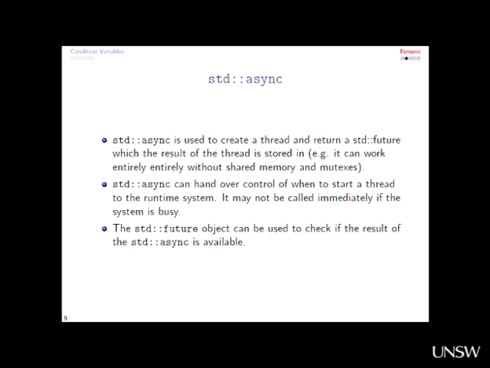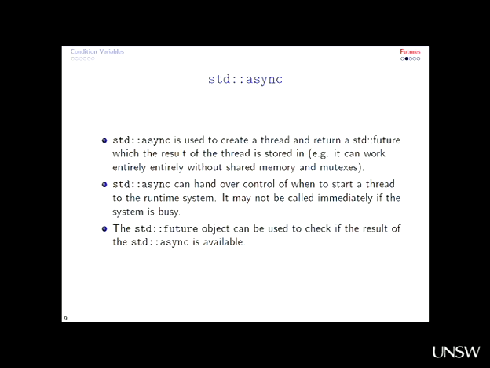But okay, so we've got this thing. It's called std::async. And std::async creates a thread to go off and do some stuff. And it returns this object called a std::future. And a std::future is what stores the result of the thread. Okay? And it can work entirely without shared memory and mutexes.